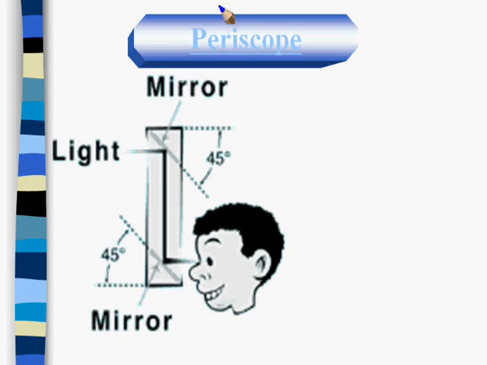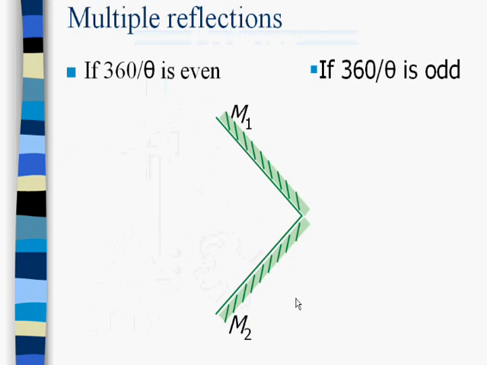So, now let's look at another thing. This is multiple reflections, and the multiple reflections have occurred because of the two mirrors M1 and M2 at some angle theta. Of course, if some object is placed here, we can see multiple images because of the angled placement of these two mirrors M1 and M2. But how many images can we observe?